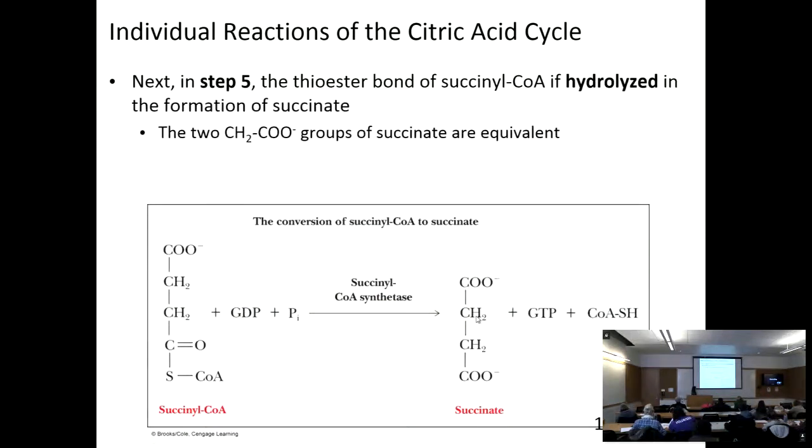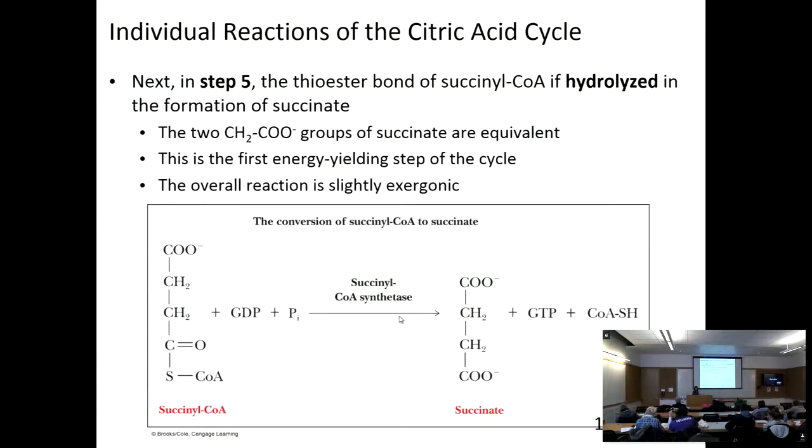Now, we want to know that this is a symmetrical molecule, so these are equivalent. There's no chiral center here. And this is our first where we're getting direct energy from the cycle. So we don't get a lot of ATP just directly from this cycle. The energy that we get from this cycle is in the form of our NADH and our FADH2s. Remember, we get 3 NADHs and 1 FADH2 from this cycle.